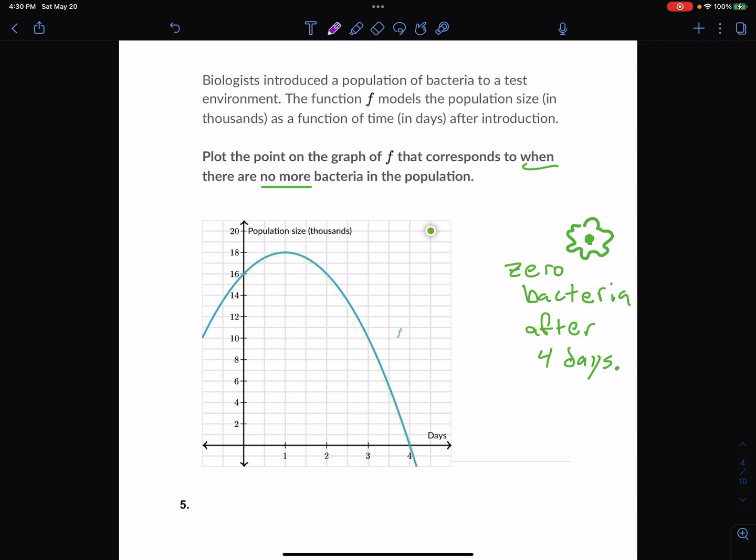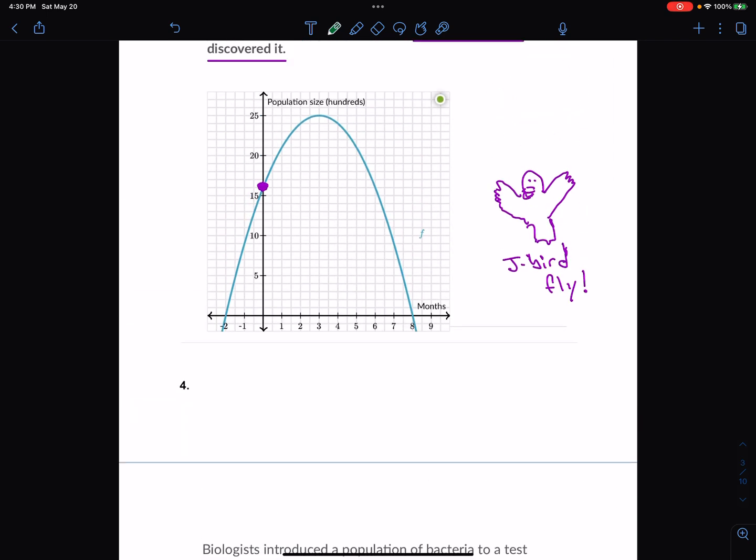So I'll grab my dot on the test. It's going to be just like this, right? You're just going to plot your point. I'll probably ask you to write what the coordinates are. When x is 4, y is 0 right there. If we go back up to here, when x was 0, y was 16.